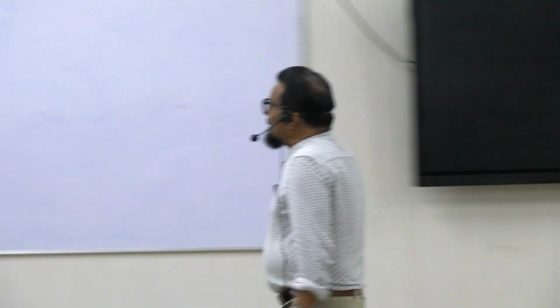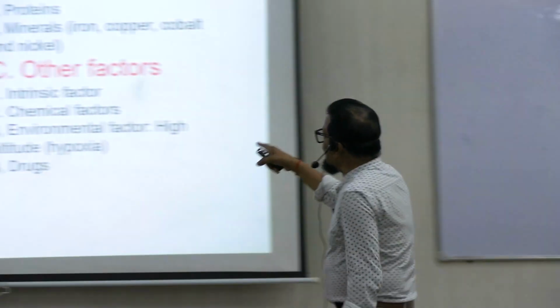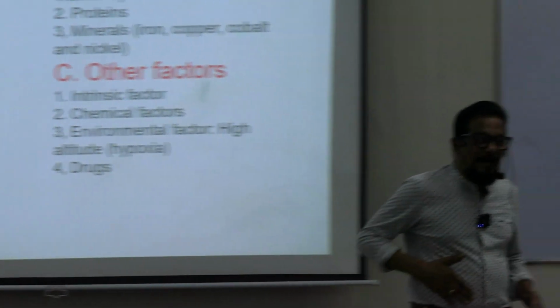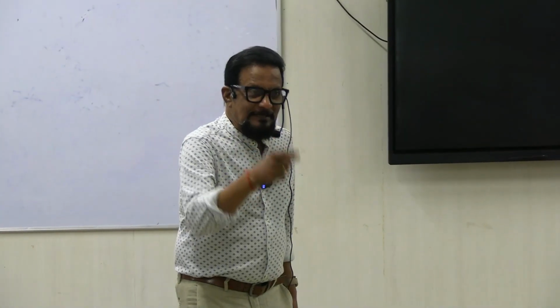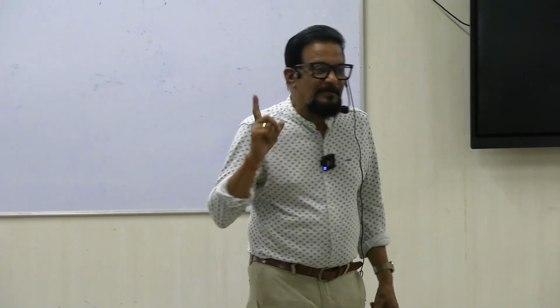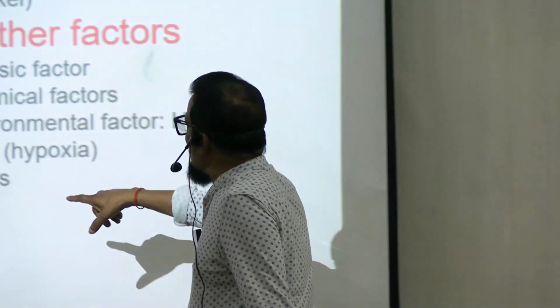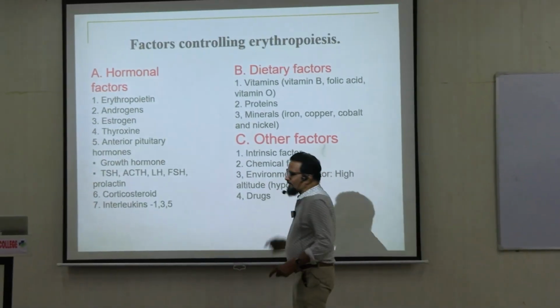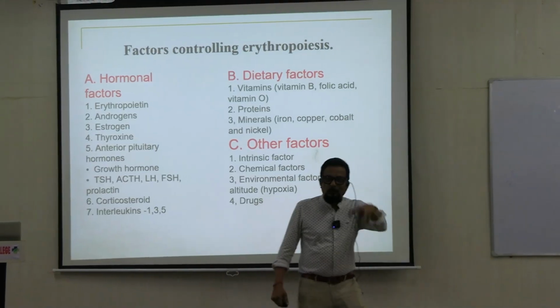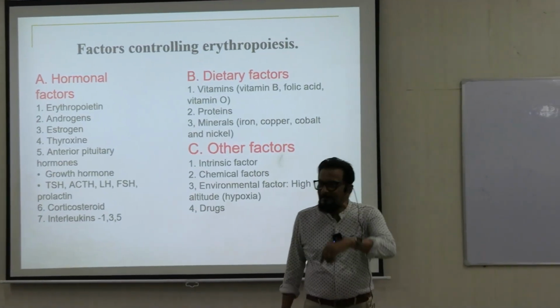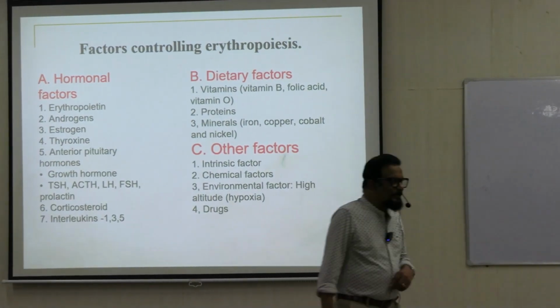Okay. And other factors, intrinsic factor. As I already told, your stomach produces one intrinsic factor. Without this, no vitamin B12 will be absorbed from the ileum. So you will suffer pernicious anemia. Okay. Then chemical factors are there. Some drugs may be involved, and environmental factors. Hypoxia, low oxygen pressure, as in high altitude.